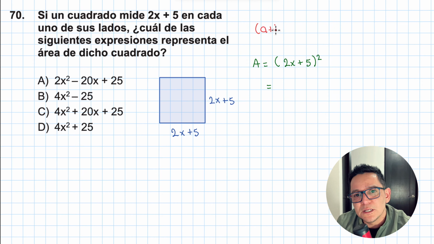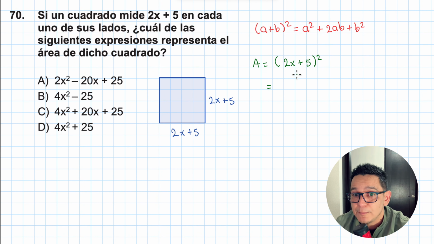If we have a plus b and we raise it to the power of 2, what we need to do is first write a squared. Then we write 2 times a times b. And finally, we add b squared. So we're going to follow this little formula to find out what we get when we expand this binomial squared.